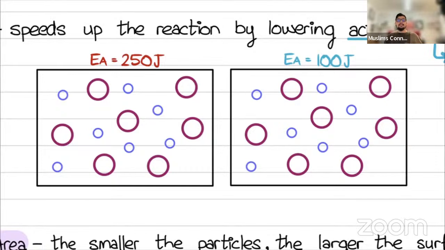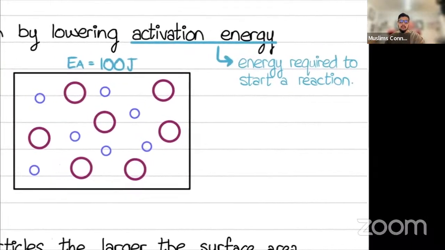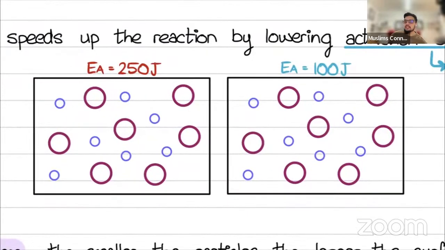Now they collide just as much as on the left-hand side, but the chance that they're going to have an effective collision is higher because the activation energy is lower. So they collide with that same slow speed, but it might react because the energy required to start the reaction is lower. Activation energy is kind of like an entrance fee. On the left, the entrance fee is 250 Rand. You'd have fewer people coming because it's expensive. But lower your entrance fee to 100 Rand, and more people would come. It's cheaper, right?